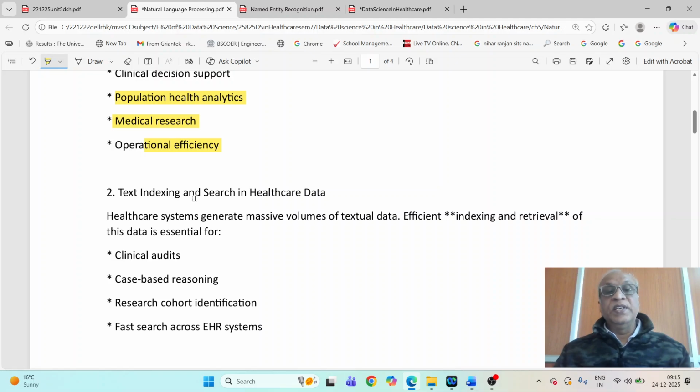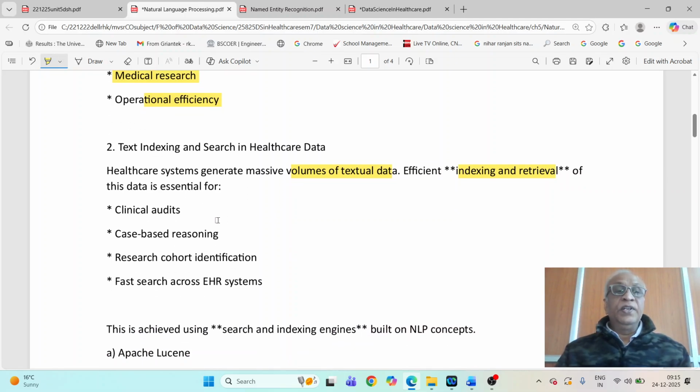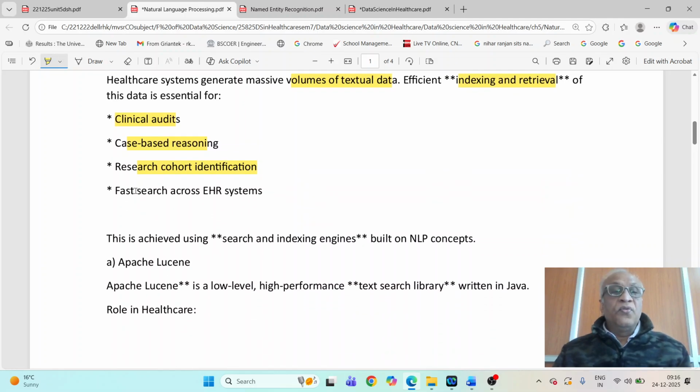Coming to text indexing and search in healthcare data. In healthcare, you have massive volumes of textual data, so you need indexing and retrieval of this data efficiently. For what? For clinical audits, for case-based reasoning, for research code identification, for fast search across EHR systems. This will be achieved through search and indexing engines built on NLP concepts.